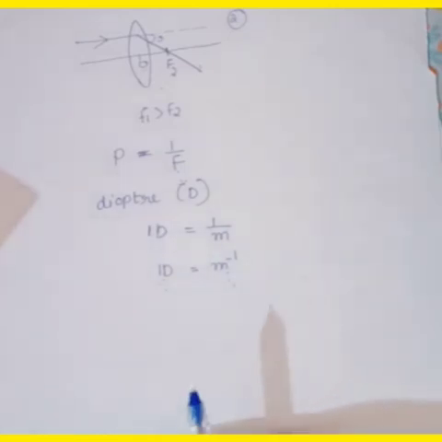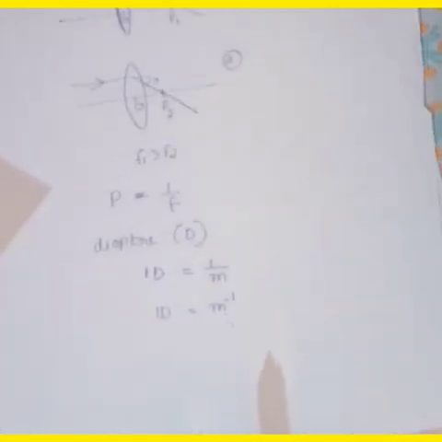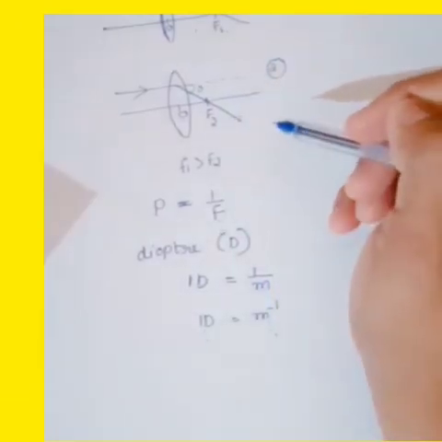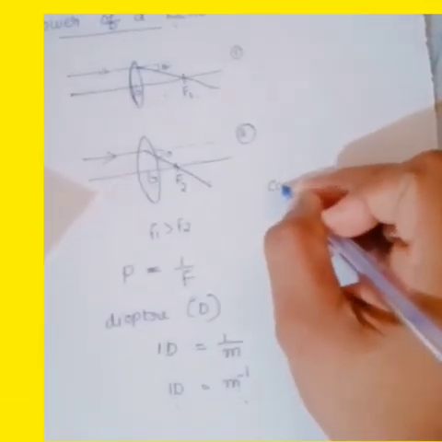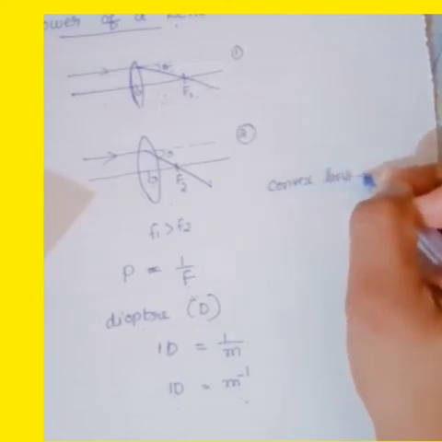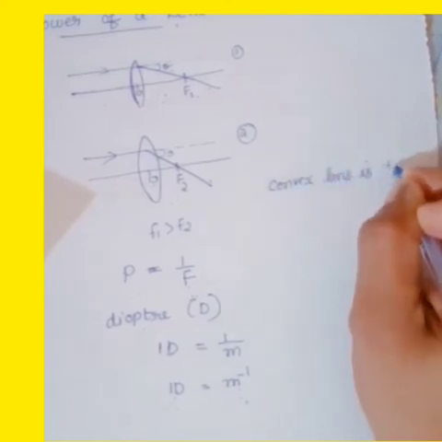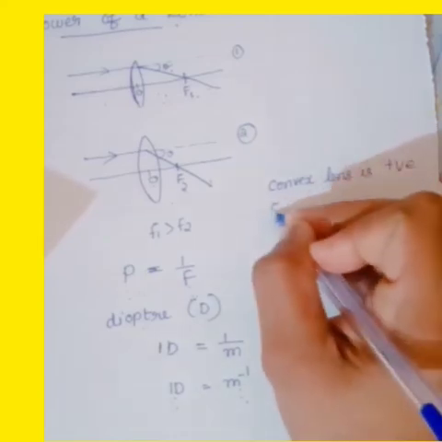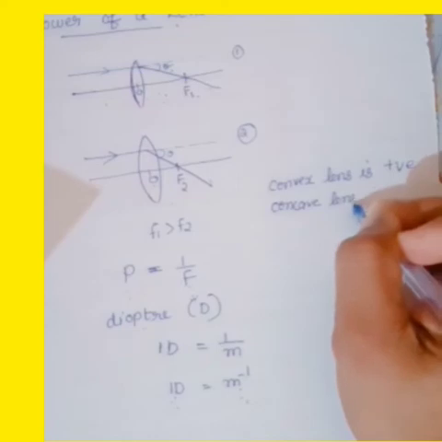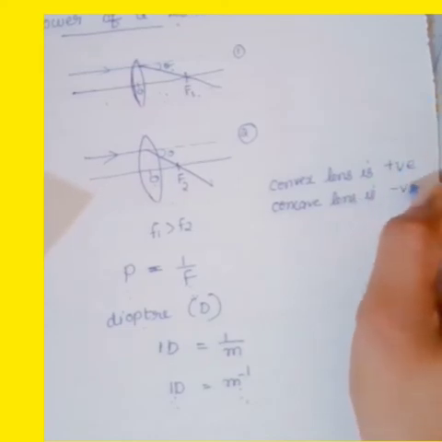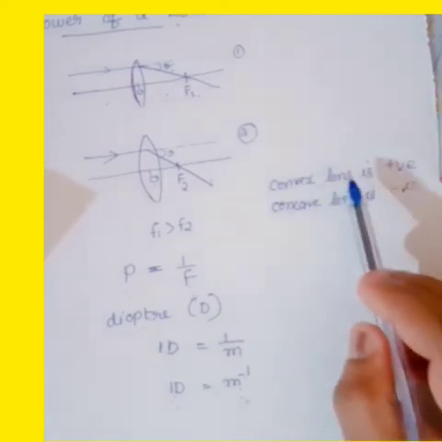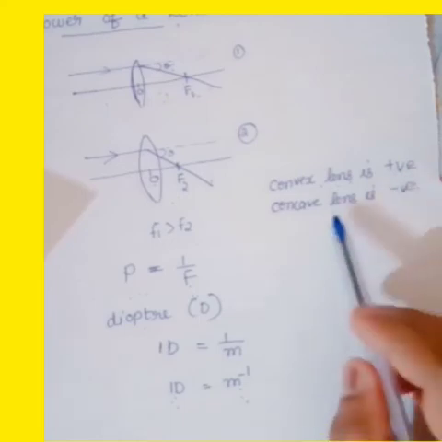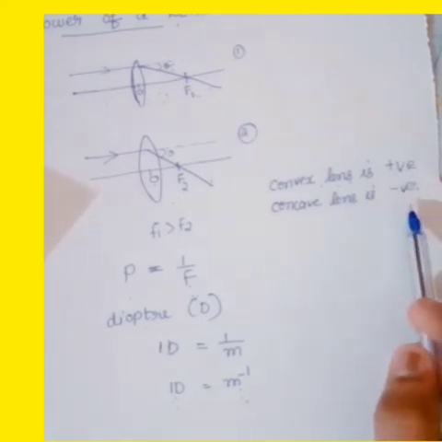Okay. And also you may note that the power of a convex lens is what? The power of a convex lens is positive, and that of a concave lens is negative. Okay. The power of a convex lens is positive and the power of a concave lens is negative.